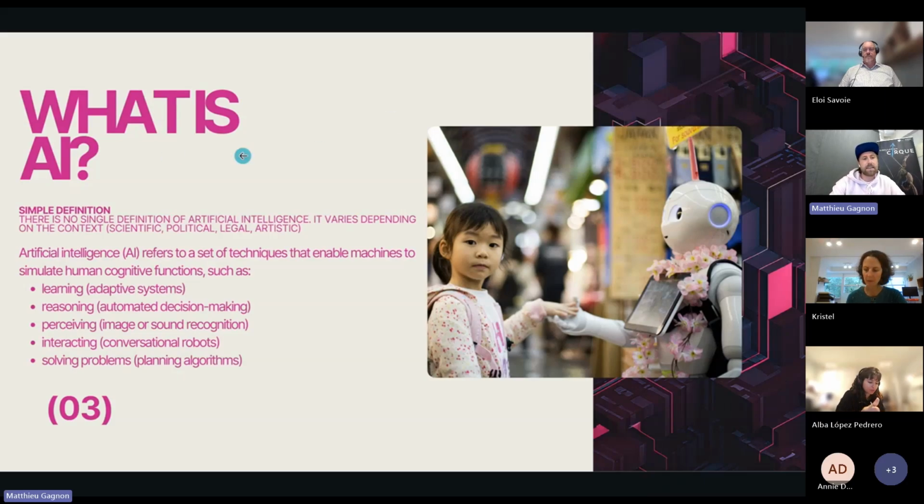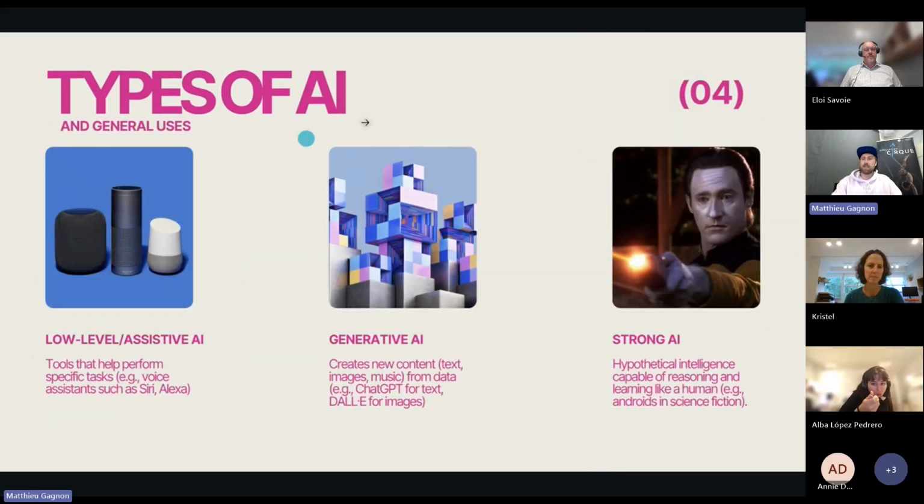So what is AI? There's no single definition of artificial intelligence. It varies depending on the context. If you're using it in a scientific, political, legal or artistic way, the definitions will shift a bit. AI refers to a set of techniques that enable machines to simulate human cognitive functions, such as learning, reasoning, perceiving, interacting, and solving problems. So it's trying to replicate what humans can do, but as you'll see eventually, we are not there yet completely.